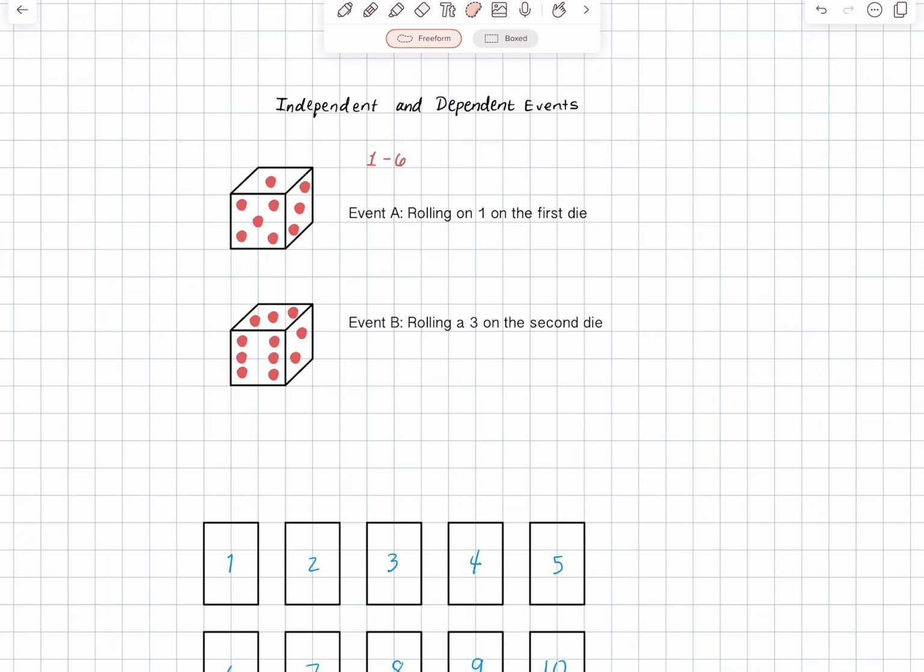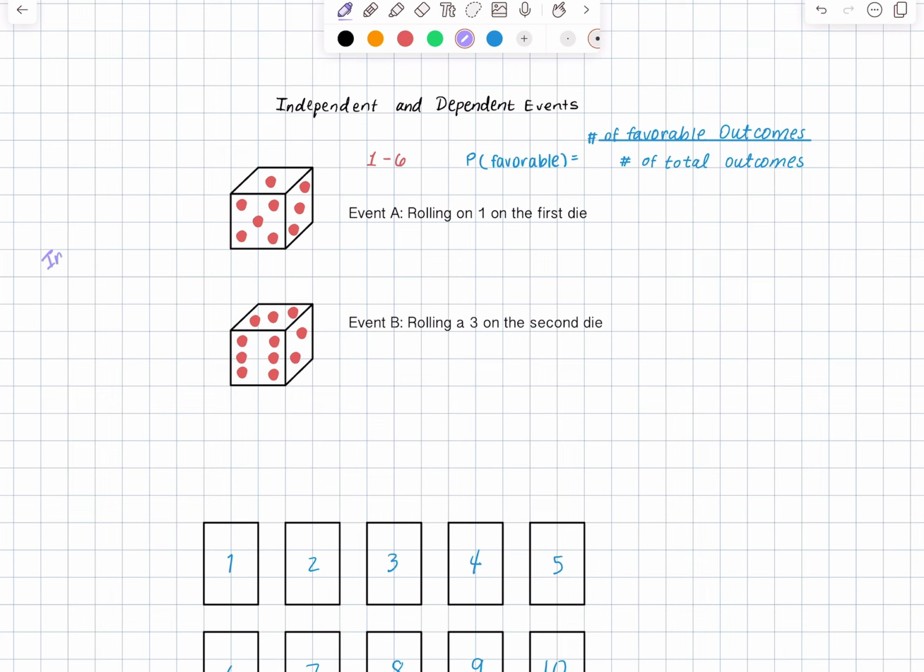Hey guys, in this video we're going to talk about independent and dependent events. So we learned that the probability statement looks something like this: P, which stands for probability, of favorable, whatever we desire, equals the number of favorable outcomes over the total outcomes. So let's look at an example here.